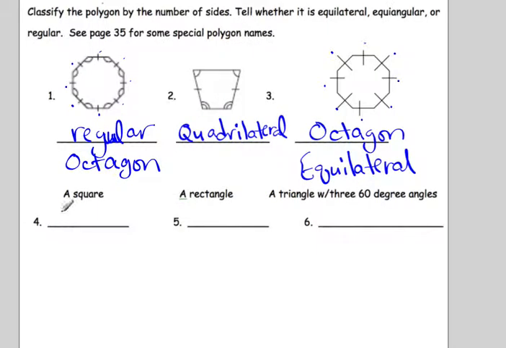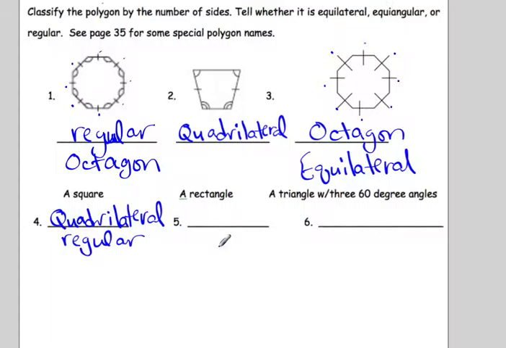Then it says a square. Imagine a square, all the sides are the same, all the angles are 90 degrees. This is classified by the number of sides, so I'm still going to go with quadrilateral. And it's regular. Regular quadrilateral, the order of the words would be better if I'd said regular quadrilateral.